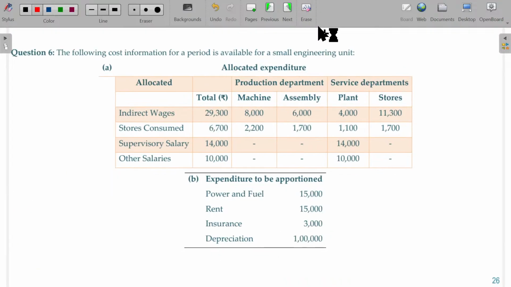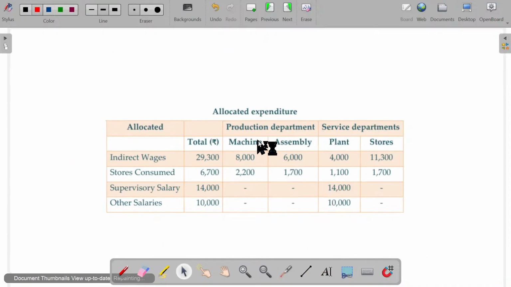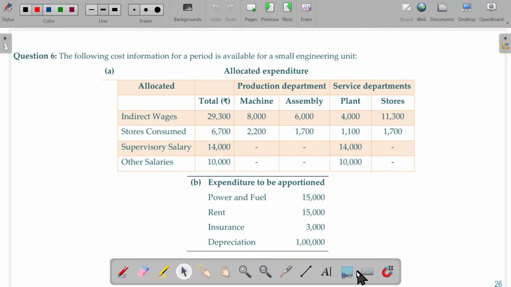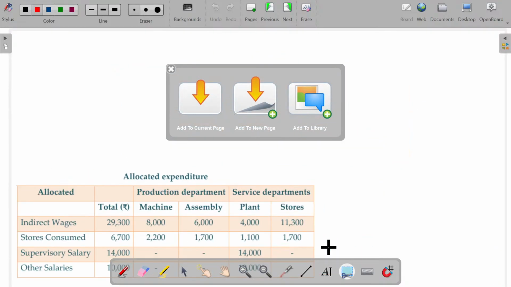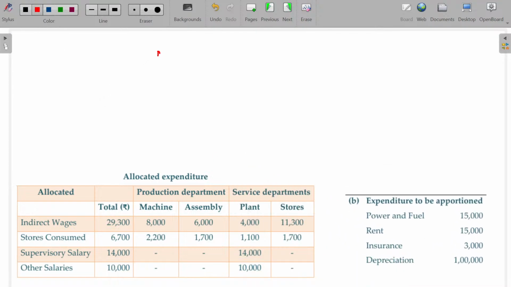Now come on, we'll try to post all these overheads here. Allocated expenditure, and expenses to be apportioned. Now we have machine, assembly, plant and stores. Expenses as per primary distribution. Sorry, expenses to be allocated. Allocated expenses.